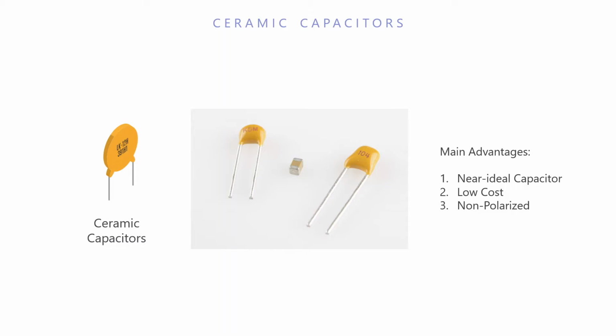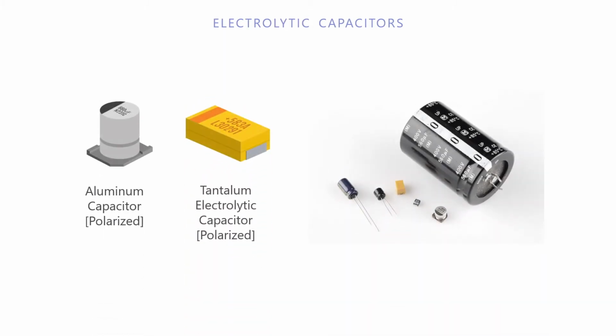Some main advantages of ceramic capacitors include its near-ideal capacitor rating, low cost, and non-polarized, meaning it does not have polarity. Now, let us take a closer look at the aluminum and tantalum electrolytic capacitor. The electrolytic capacitors are great because they can pack a lot of capacitance into a relatively small volume. If you need a capacitor in the range of 1 microfarad to 1 millifarad, you're most likely to find it in an electrolytic form. They're especially well suited to high voltage applications because of their relatively high maximum voltage rating.